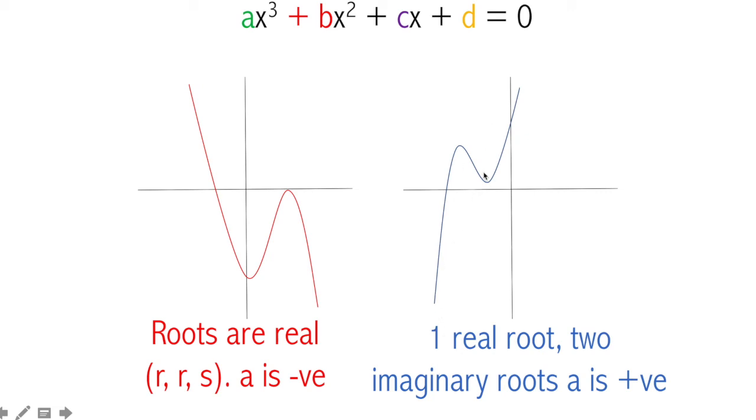So if it only cuts the x-axis at one point, and you still have this discrete up and down curve above or below the x-axis, that does not mean it has three roots, all of which are equal. It means it has three roots, out of which only one is real and the other two are imaginary. And over here, just for the sake of understanding, once again I would say A is positive because it is increasing from the left to the right.